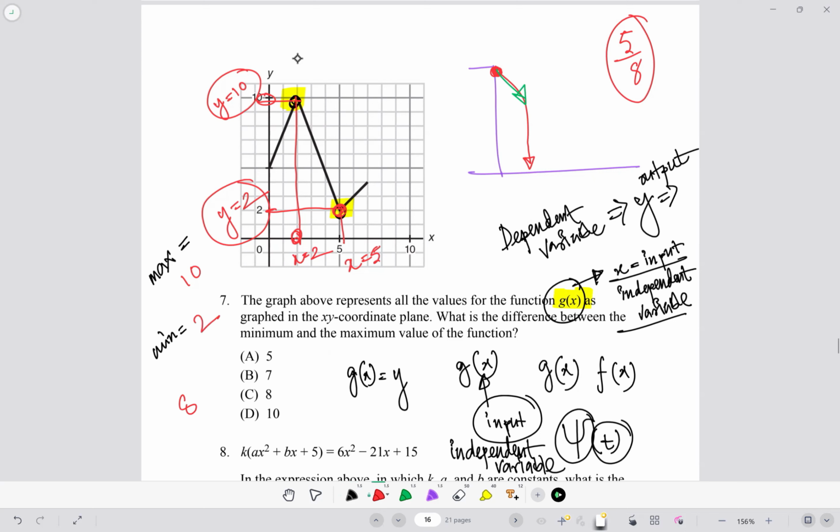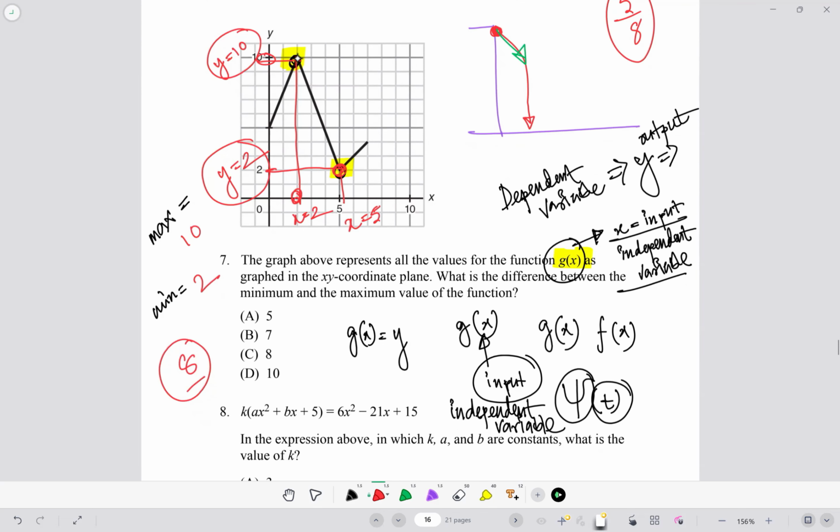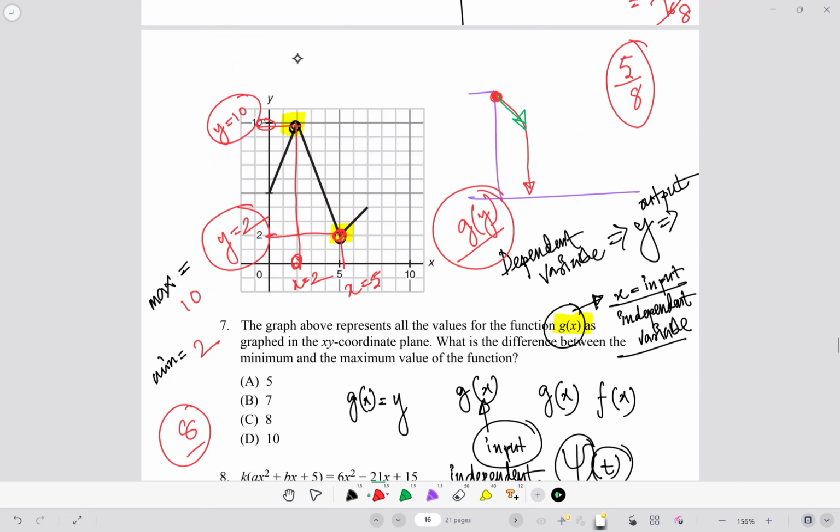The difference is 8, right? Yeah, that's it. But the concepts are quite important, because g of x is the function. Maybe if it was written like this, g of y, then y was the input here.